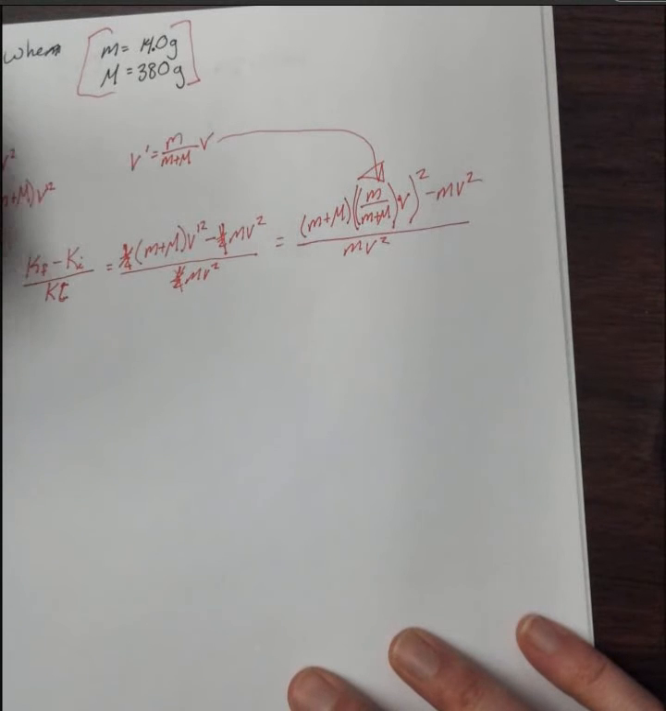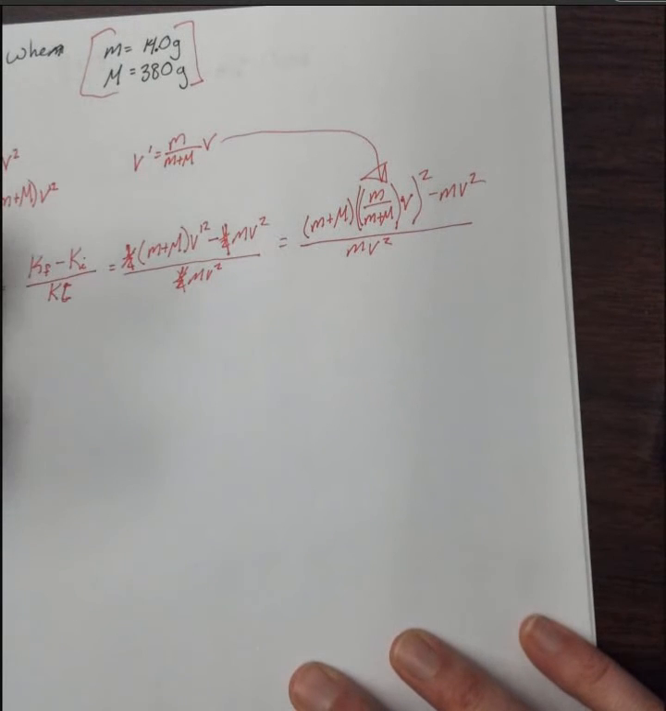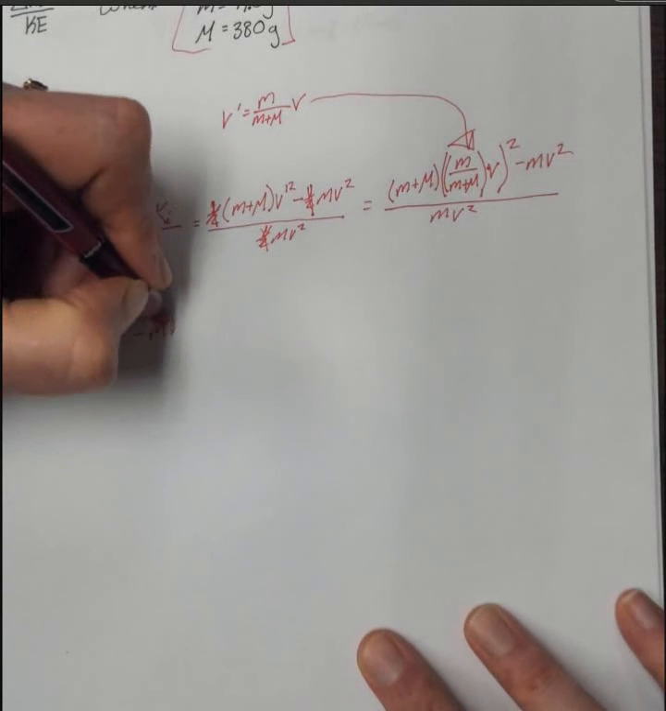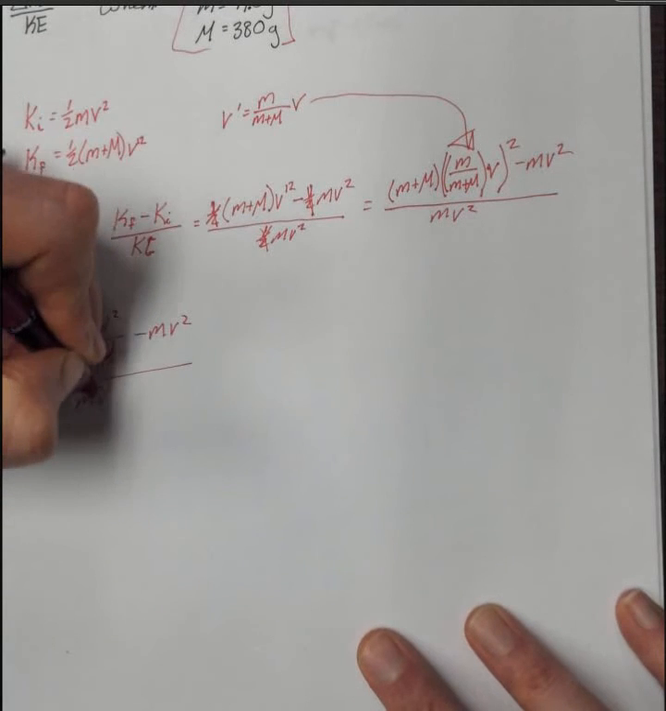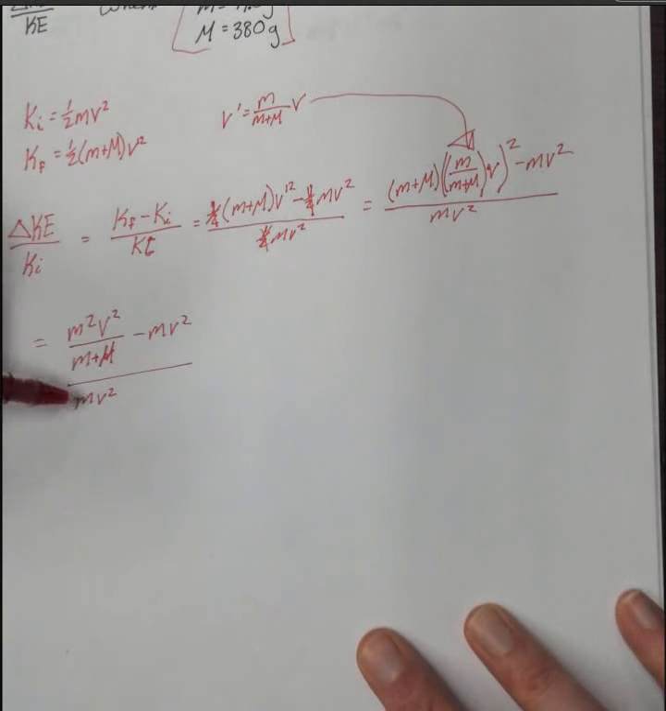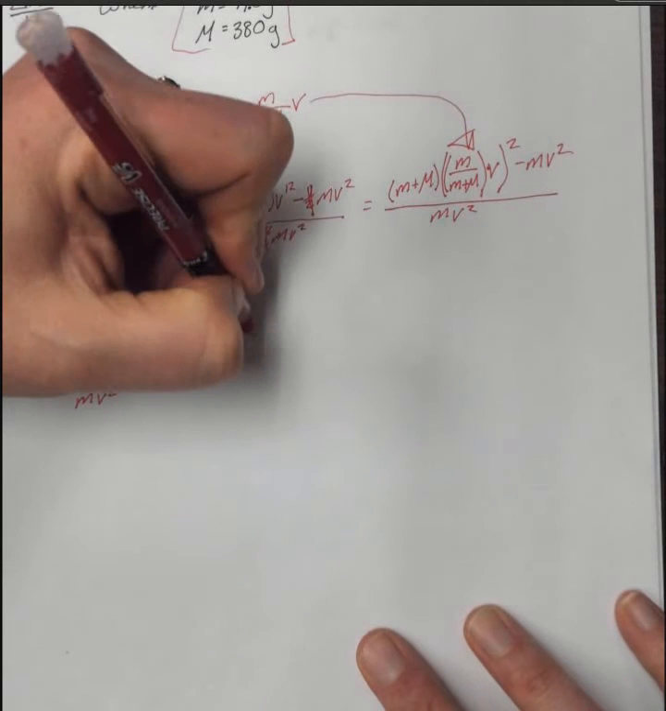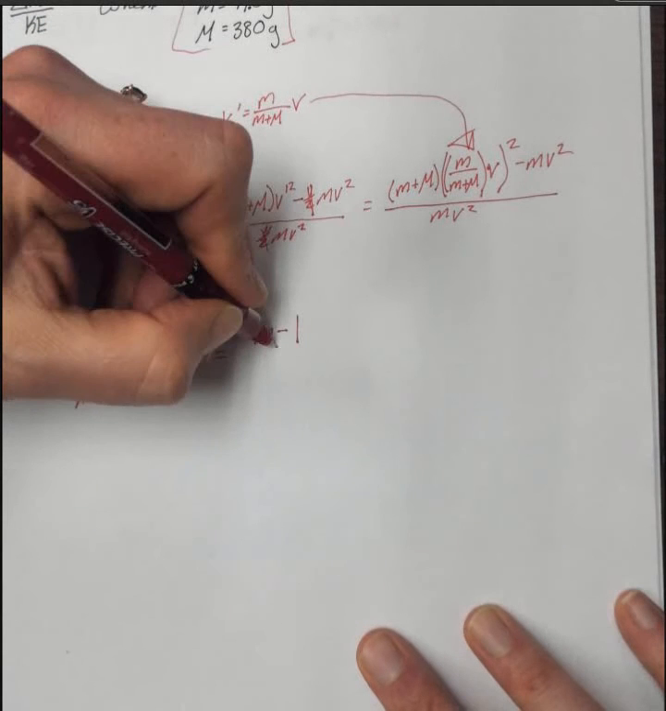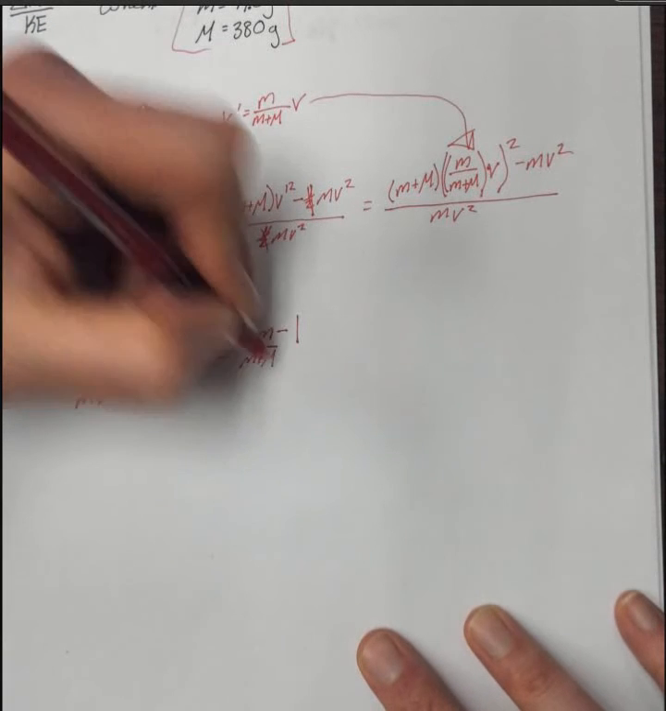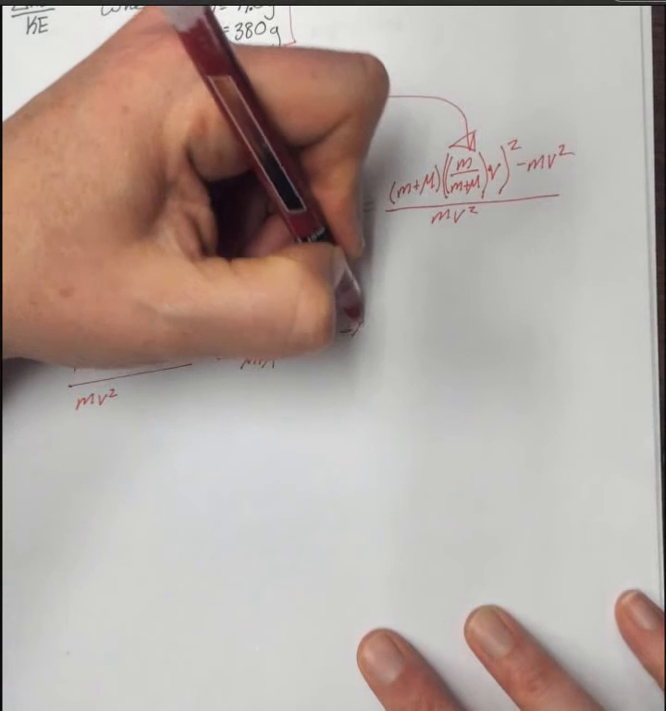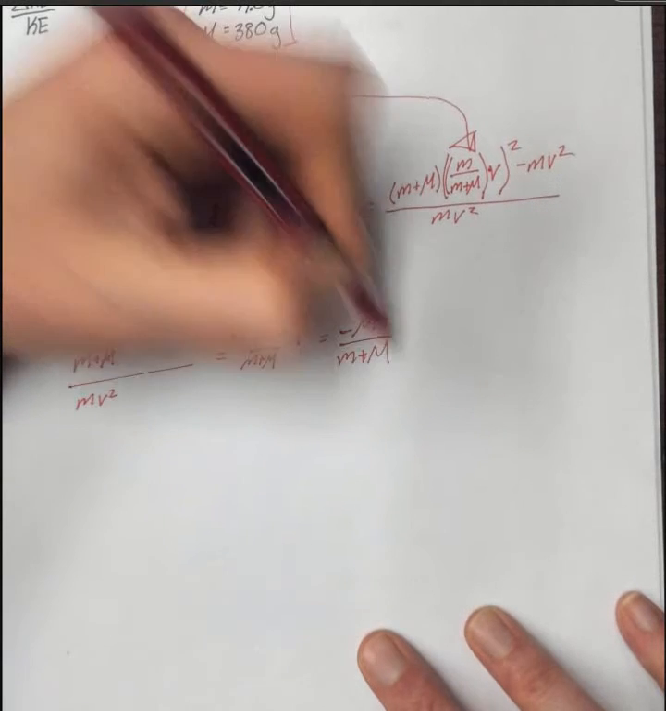Next, we're going to reduce and combine like variables. Moving through, we've got m squared v squared over m plus capital M, minus m v squared, over m v squared. We notice you have m v squared up here and m v squared there, so we're going to reduce, and you end up getting m over m plus M, minus 1, and that can be rewritten algebraically as negative M over m plus M.